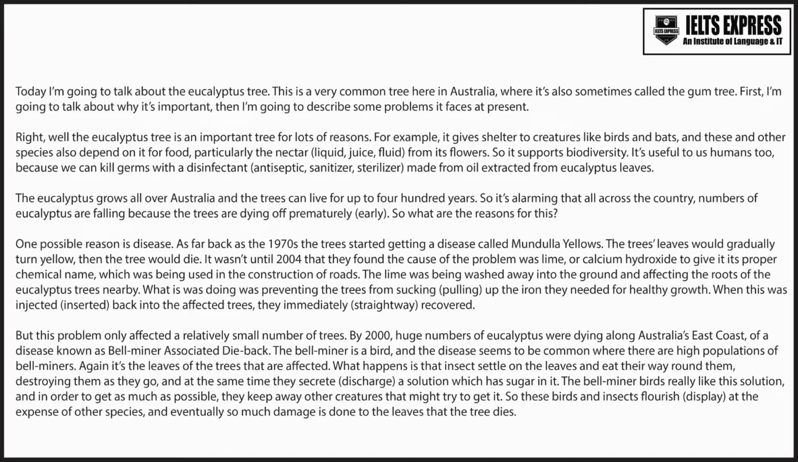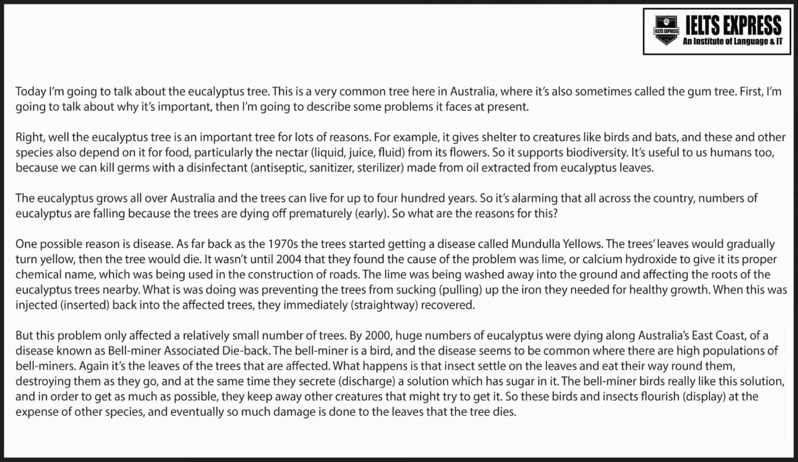The eucalyptus grows all over Australia, and the trees can live for up to 400 years. So it's alarming that all across the country, numbers of eucalyptus are falling because the trees are dying off prematurely. So, what are the reasons for this? One possible reason is disease.